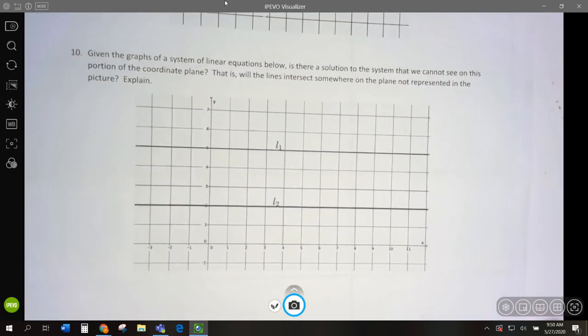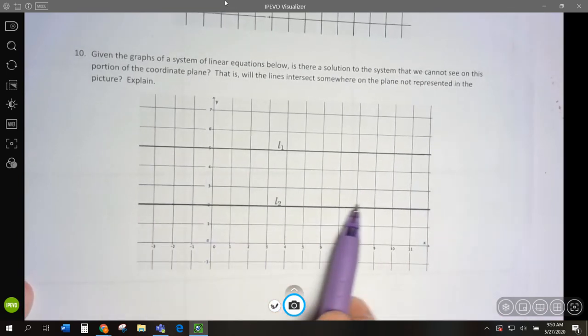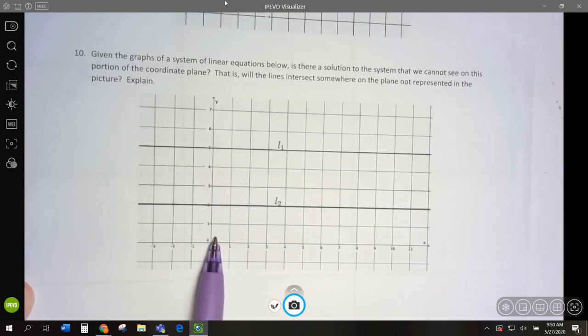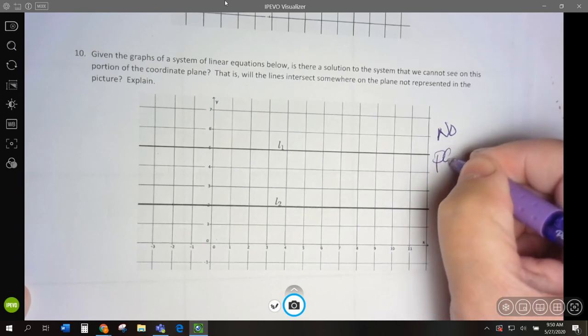Here, is this going to have a solution? Nope. We have 2 horizontal lines crossing different points of the y-axis. These will never cross. There's going to be no solution because they're parallel.